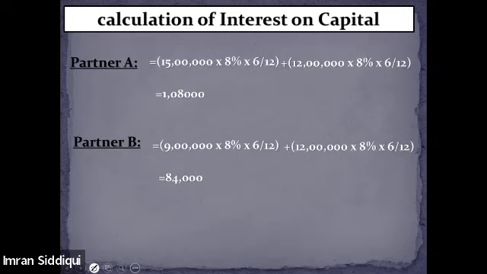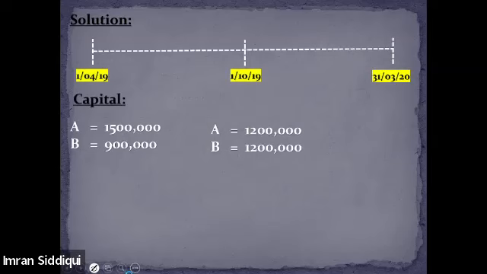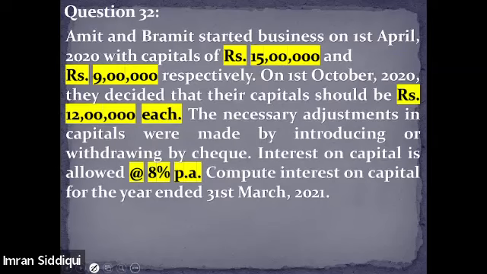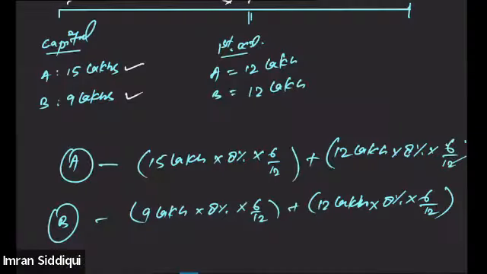See, first of all, Alexander, pay attention to the question. Understand the requirement of the question. It says we need to find out the interest on capital for the entire year. But for that purpose, we have to know the capital balance that partners have maintained throughout the year, right? Only then we will be able to determine the interest on capital.